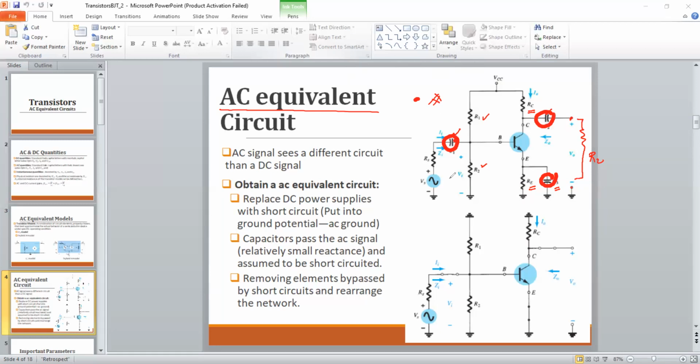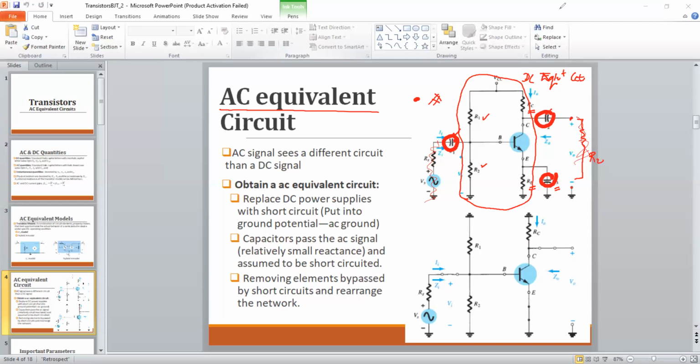So then basically you can simply remove the source, and you can simply remove the loads as well. So then ultimately you will end up with this kind of a circuit as a DC equivalent circuit. So this is the way we get the DC equivalent circuit from the actual circuit configuration.